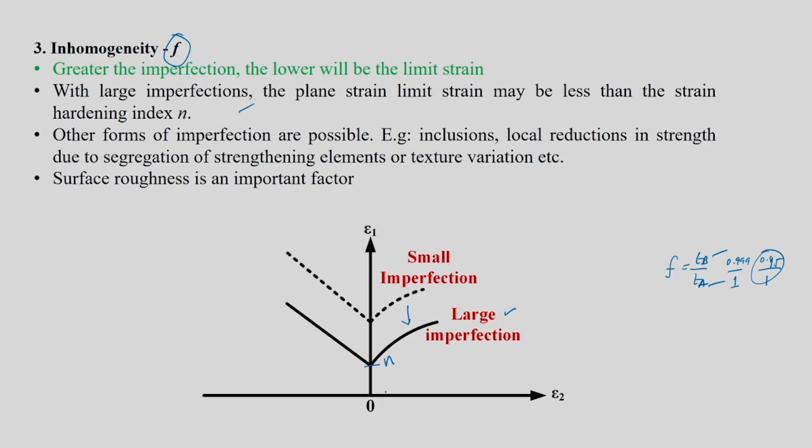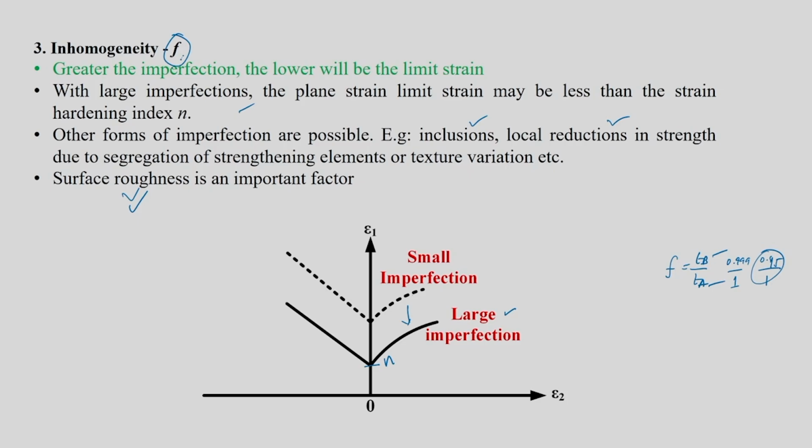Other than thickness imperfection, practically you will see inclusions or local reductions in strength due to segregation of strengthening elements or texture variation. These are all other situations which one has to take care of. Surface roughness also plays a bigger role. So how do you relate the surface roughness of a sheet to formability? It is through imperfection, through defining this kind of F, the inhomogeneity factor. They can be related.